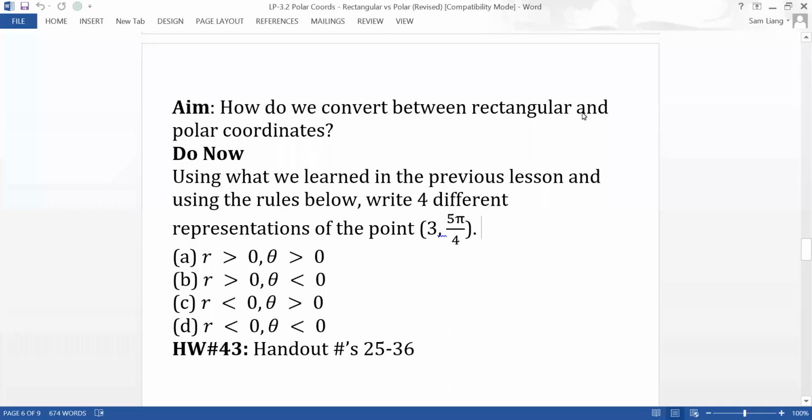All right, so hey everyone. So again, our aim for today is how do we convert between rectangular and polar coordinates.